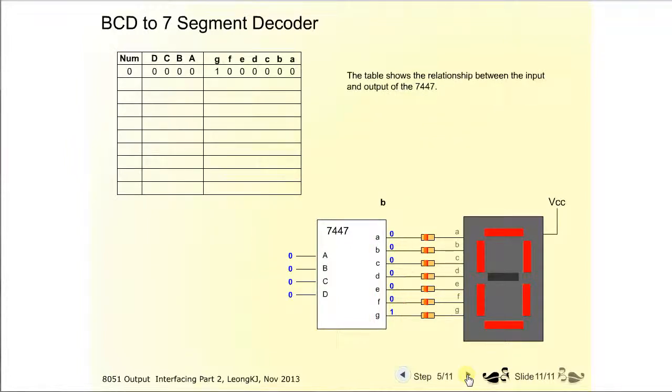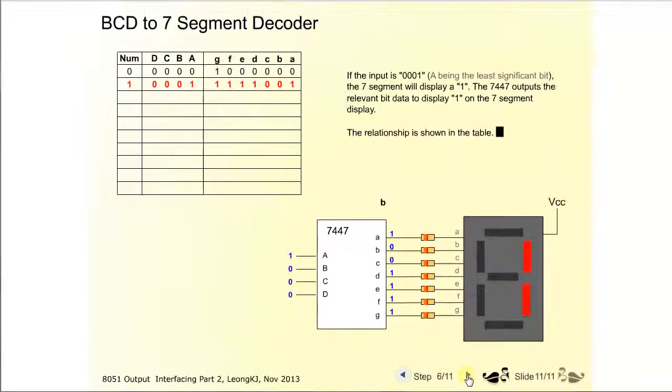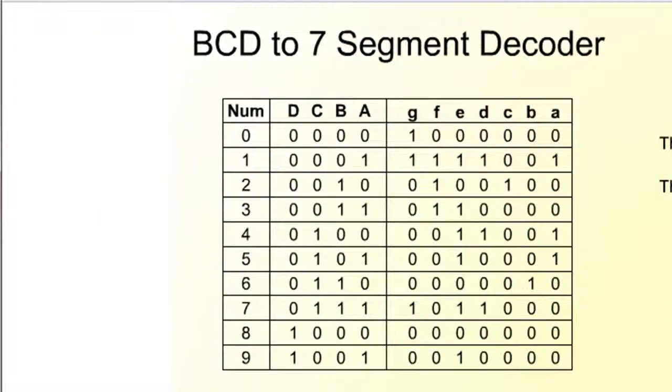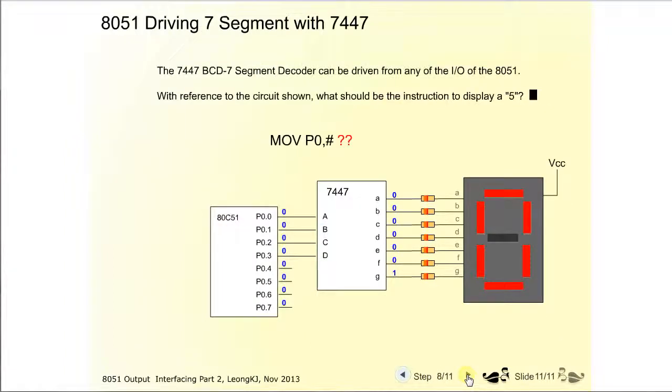The table shows the relationship between the input and output of the decoder. If the input is 0001, the 7-segment will display 1, and this is the output at the decoder to display 1 at the 7-segment display. The entire table is shown. This is called the truth table for the decoder chip. The 7447 BCD to 7-segment decoder can be driven from any of the I/O of the 8051.